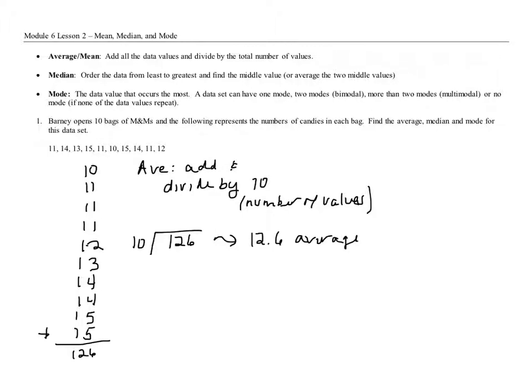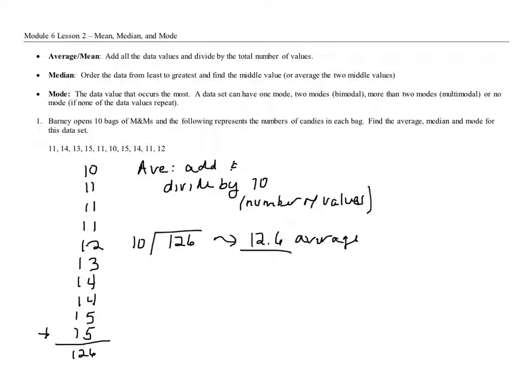Here's the deal, you guys. This number 12.6 should be within these data values, kind of in the middle, and it kind of is. It's between 12 and 13, so we're psyched. It's a reasonable answer.